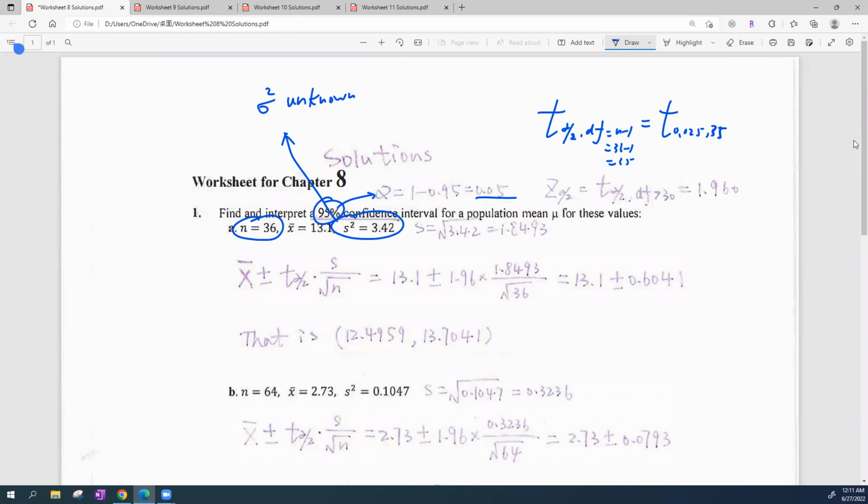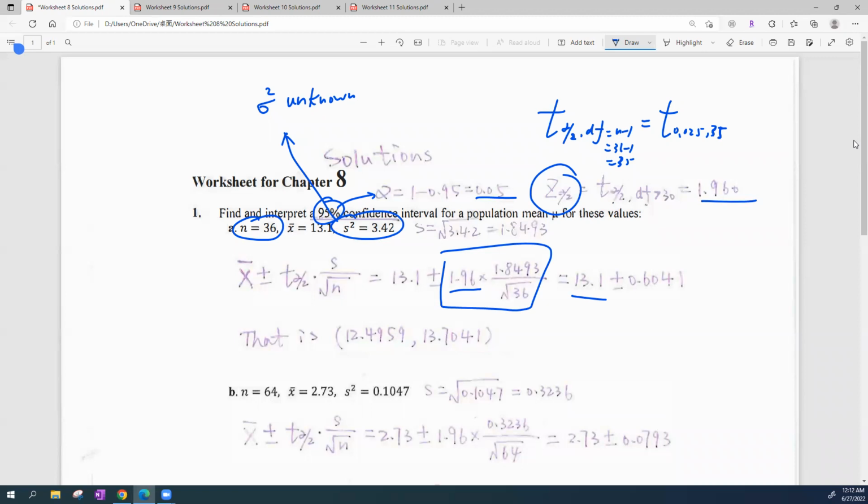If we check the t table, when the degrees of freedom is greater than 30, that is the bottom of the t table, which is the same as the z critical value. So z sub alpha over 2 also equals 1.96. That's how we got this critical value. Now we got everything, we just finish the calculation. Always calculate this part first. So that's 13.1 plus or minus 0.6041.